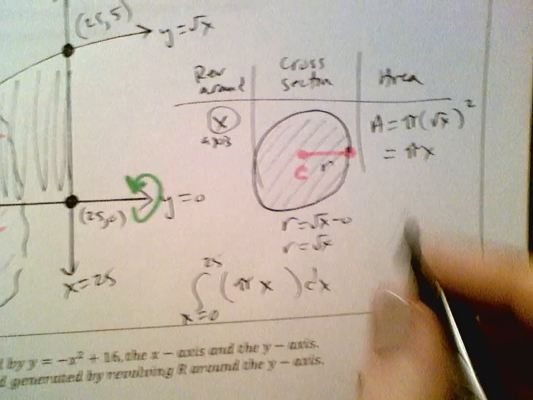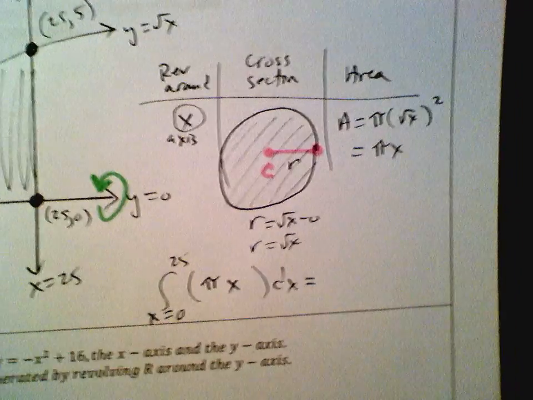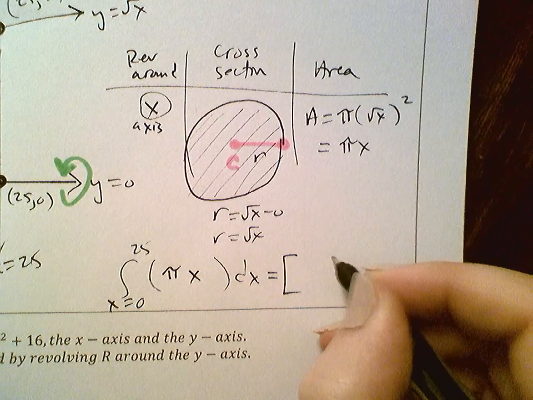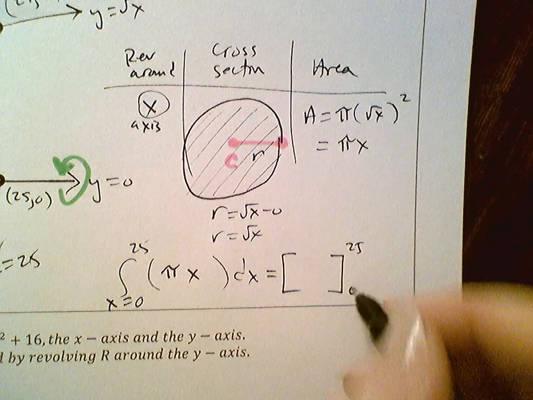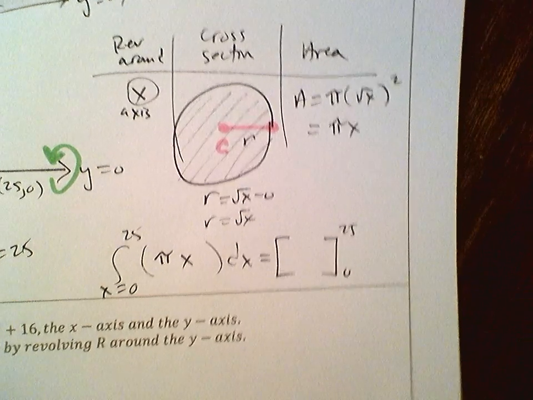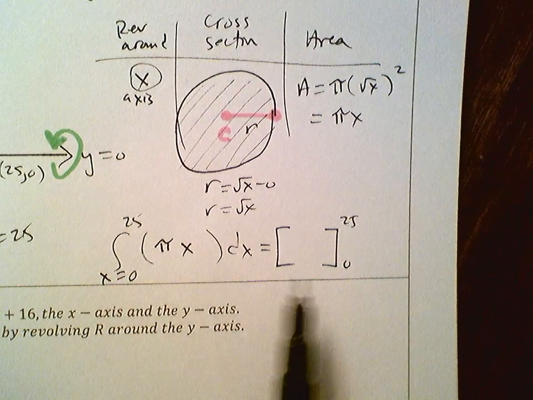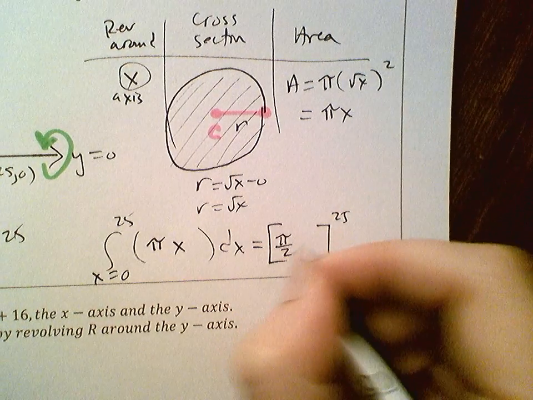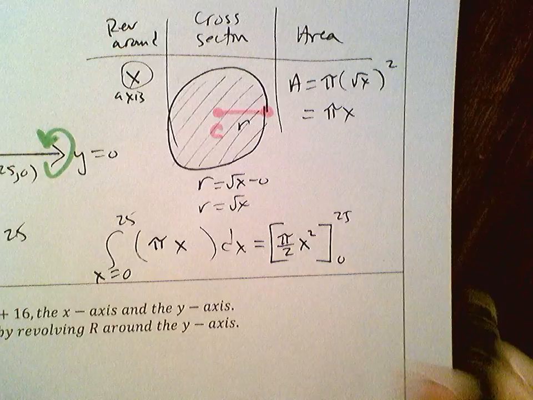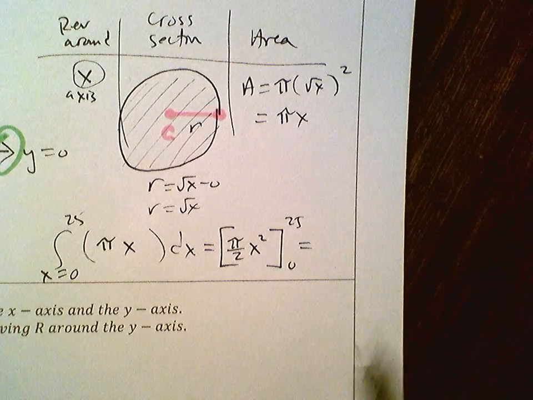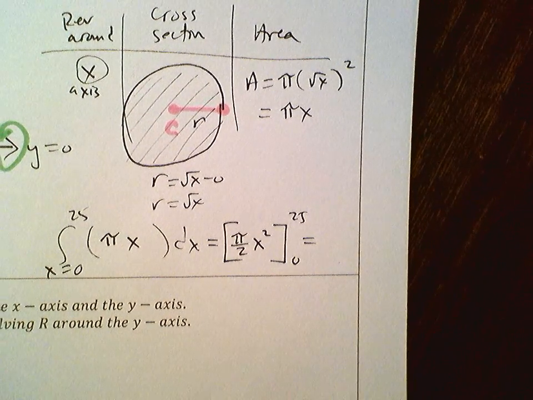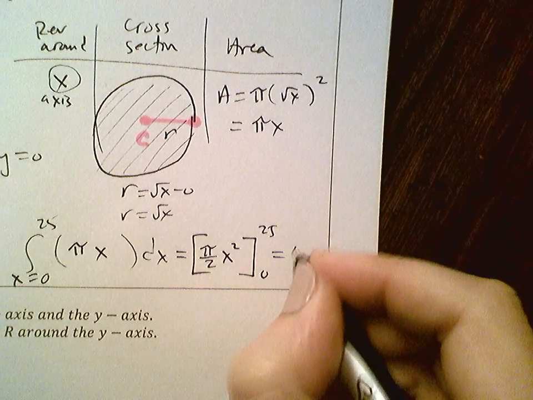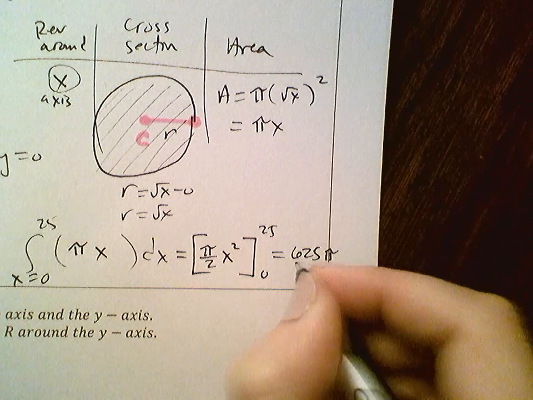This is really easy to do the fundamental theorem with, so I'll just do the fundamental theorem. So I'm going to do brackets, 25, 0. What goes inside of the bracket when you're doing the fundamental theorem? That means finding the integral without a calculator. The antiderivative of that is going to be pi over 2 x squared. This is equal to, you plug in 25 and then you subtract what you get when you plug in 0, and we're going to get 625 over 2 pi. Or I can say 625 pi over 2.